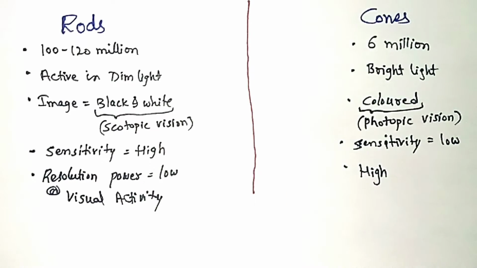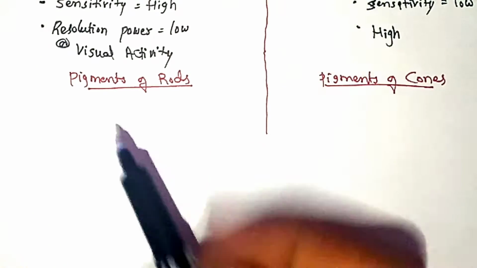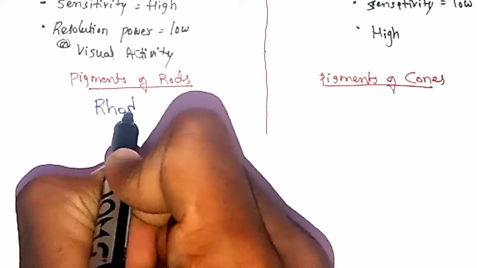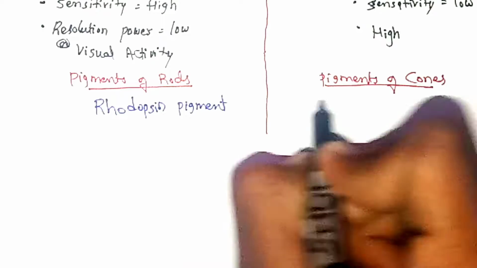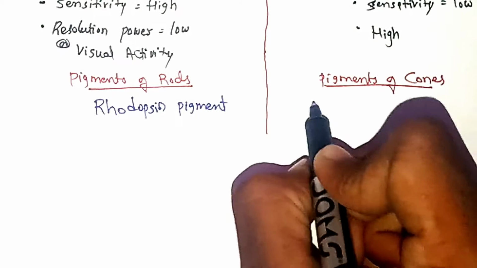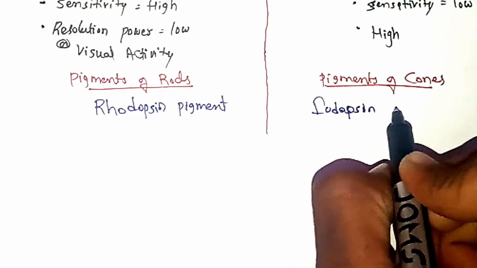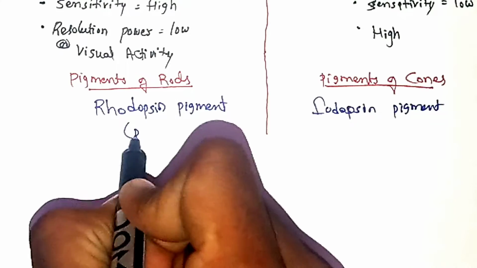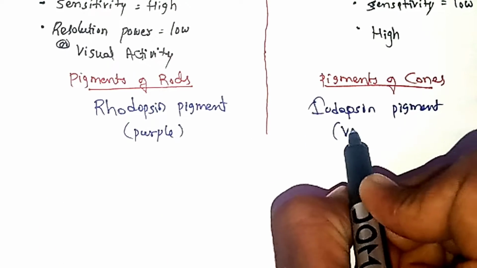So now we will discuss the pigments present in rods and cones. The pigment present in rods is rhodopsin. In cones, the pigment present is iodopsin. Visually, rhodopsin is like a purple color, and iodopsin is like a violet color.